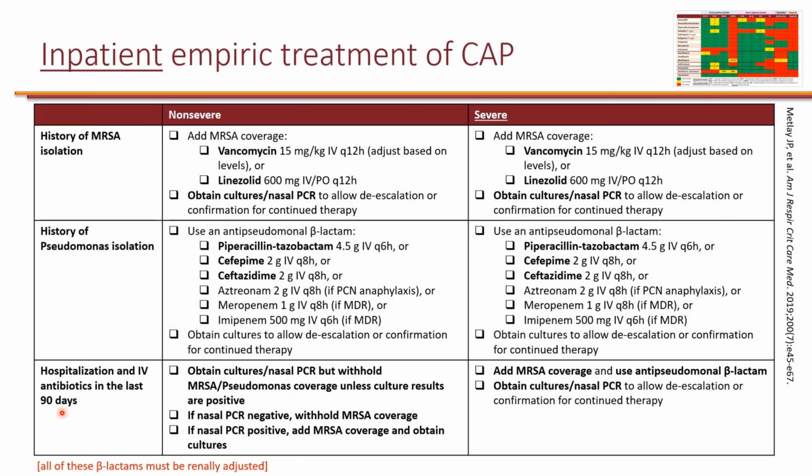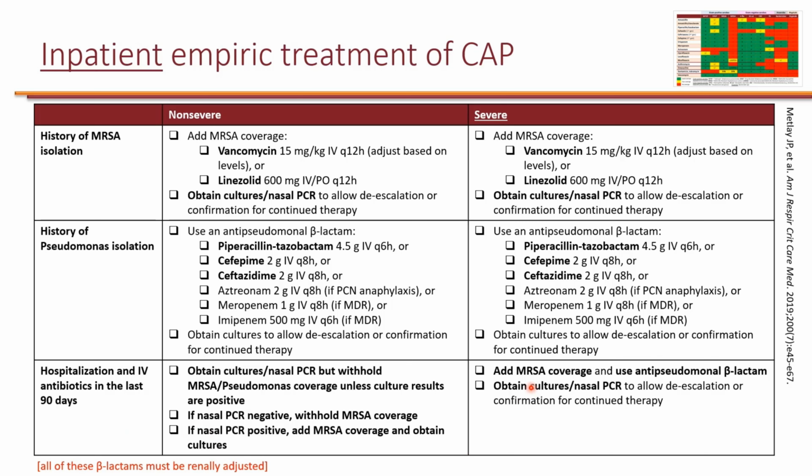Now, the same is true for severe and non-severe, so the strategy is the same, it doesn't matter. If the patient has had hospitalization and IV antibiotics in the last 90 days, that's when the strategy is different between non-severe and severe. So for non-severe, you want to obtain culture and nasal PCR, but you do not want to add MRSA coverage and you do not want to start using Pseudomonal coverage unless the culture results are positive. So you basically get the culture and you just wait for the results to come back. Now, if the results actually grow MRSA or Pseudomonas, then you can add coverage for those. And if they don't, then you know that you had done the right thing.